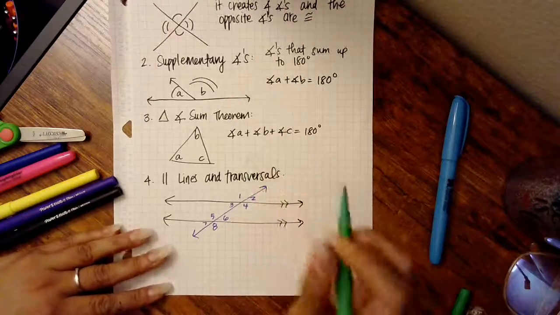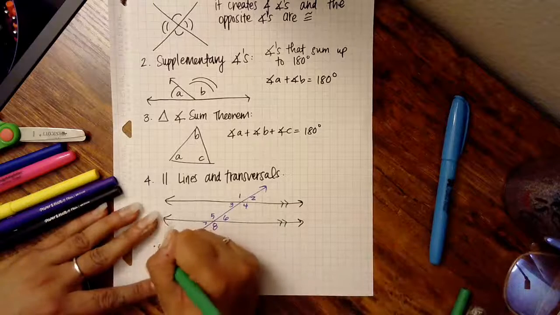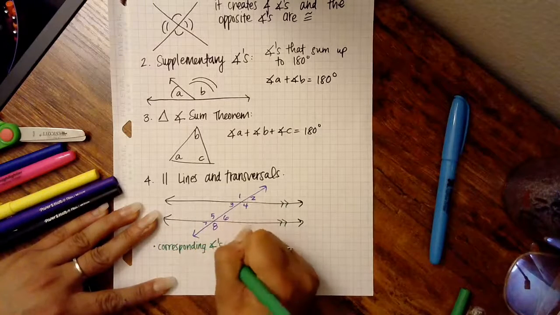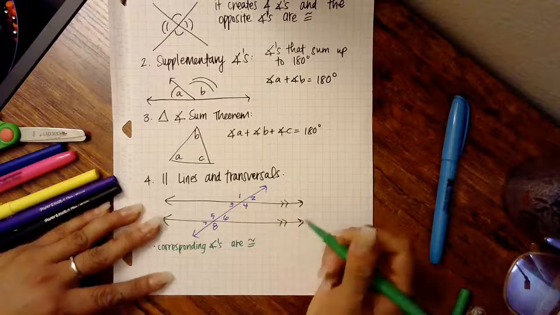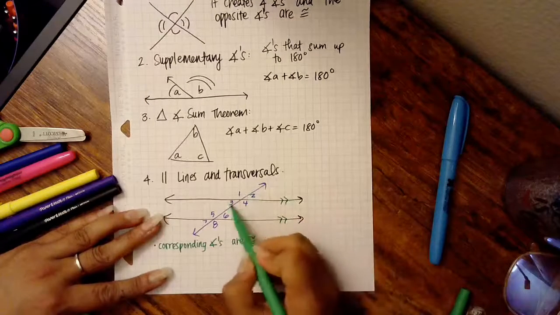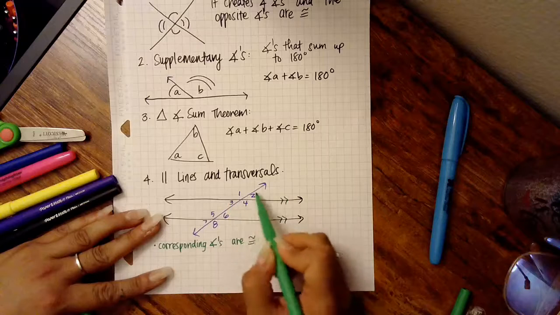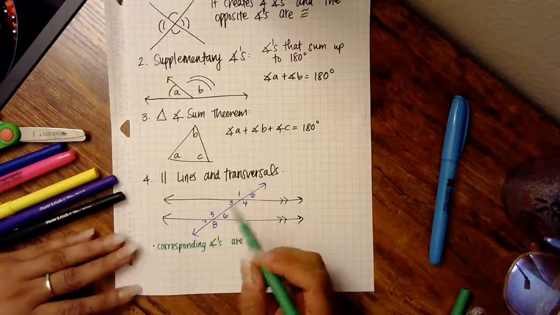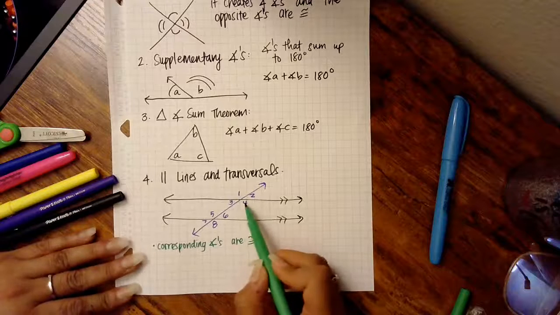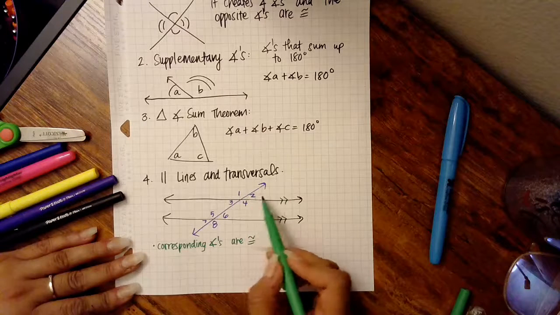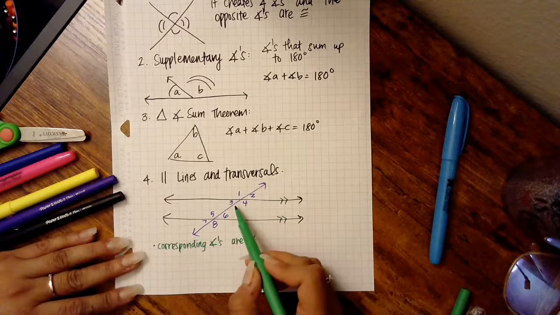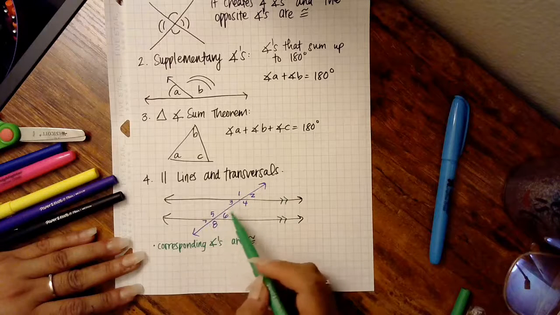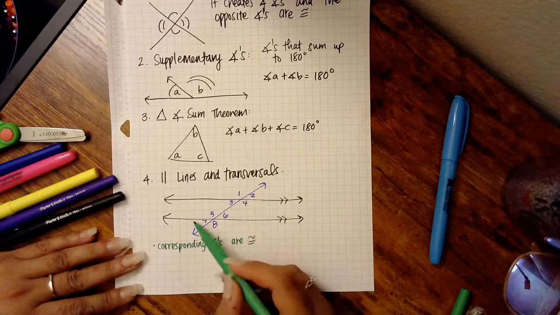If we notice, we're looking at corresponding angles are congruent. Corresponding angles: notice I have four angles created from this intersection, and four angles created in this intersection. So let's describe the position here. Angle 1 is top left, angle 2 is top right, angle 3 is bottom left, angle 4 is bottom right. And over here, angle 5 is top left, angle 6 is top right, angle 7 is bottom left, angle 8 is bottom right.